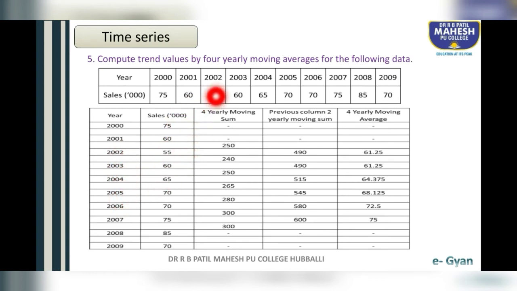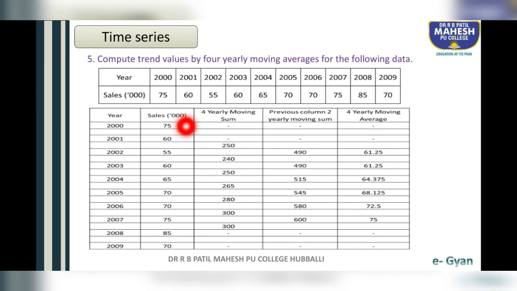Okay, so now we solve the example. First column heading is 4 yearly moving sum. Next 2 item group total. Next column trend values. So for even number, this column is extra. After adding the 4 yearly moving sum, again you have to add the 2 item group total, then trend values.